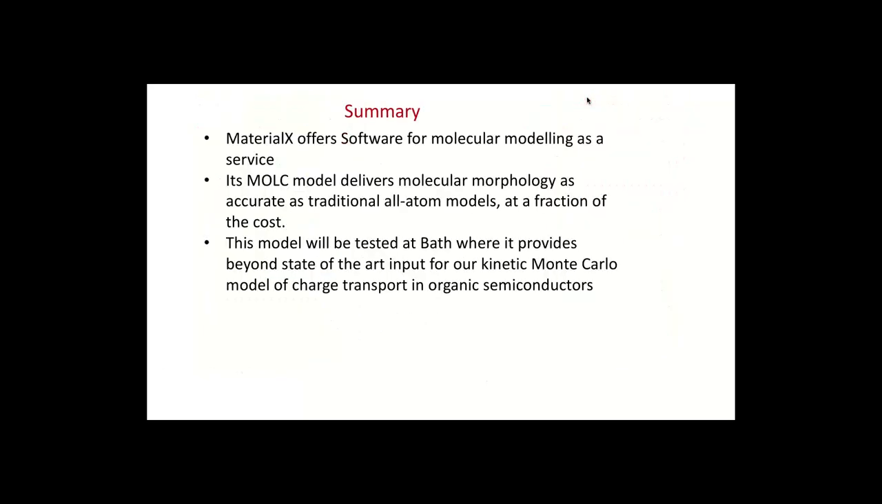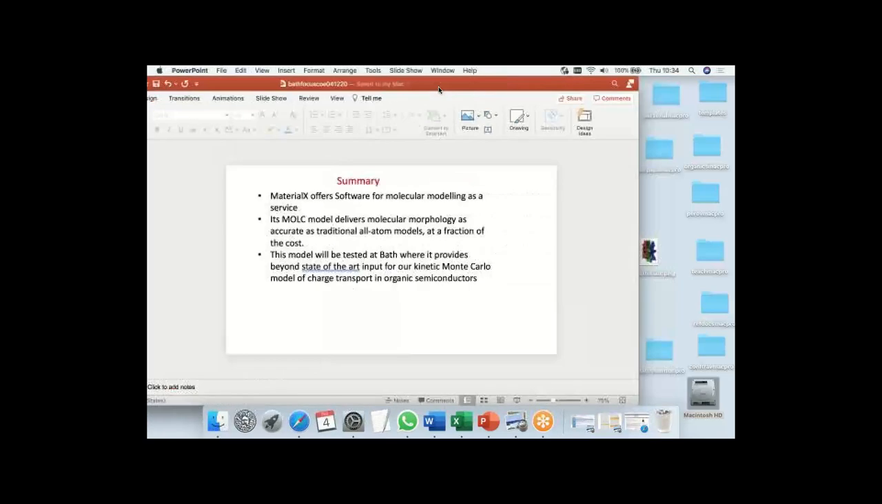So now I'm going to finish because I think I've used up my time. Material X offers software for molecular modeling as a service. Its model delivers molecular morphology which is as accurate as traditional all-atom models, but at a fraction of the computational cost. And our role at Bath is to test their model and to apply the morphologies in our kinetic Monte Carlo method so we can simulate organic solar cells and the organic charge transport layers in a perovskite cell. So I'd like to thank you for your attention.